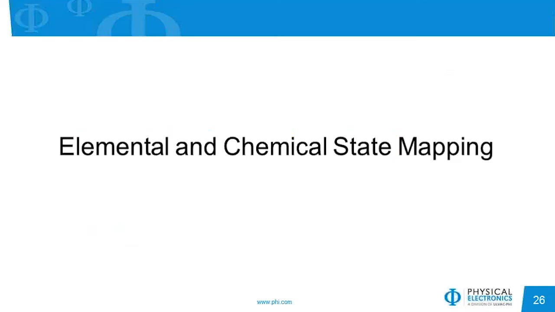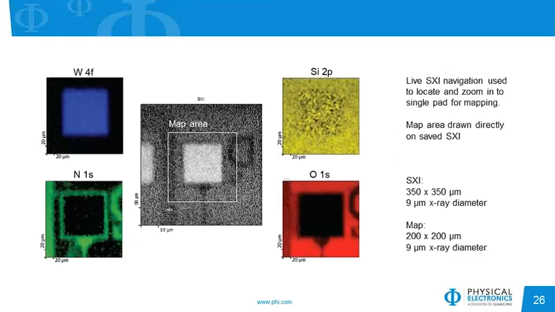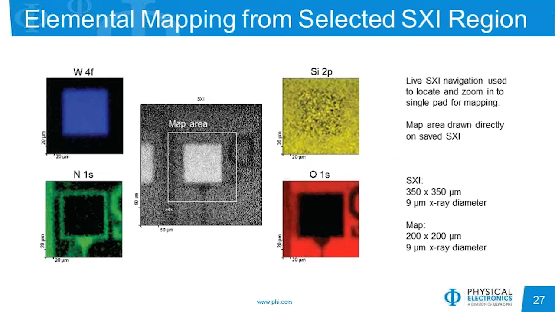And now we will use SXI as a starting point for our mapping. This is another patterned silicon wafer, and we can see that we have a bright square pad in the middle, but we also have features to the top right of the pad, which are designations to understand which pad is which. We also have some other features below the pad, some different lines and connections being used. So I've used live SXI navigation to navigate to this particular pad of interest, and I can zoom into it and assign the map area that I would like to choose, in this case shown by the white box of 200 micron by 200 microns.